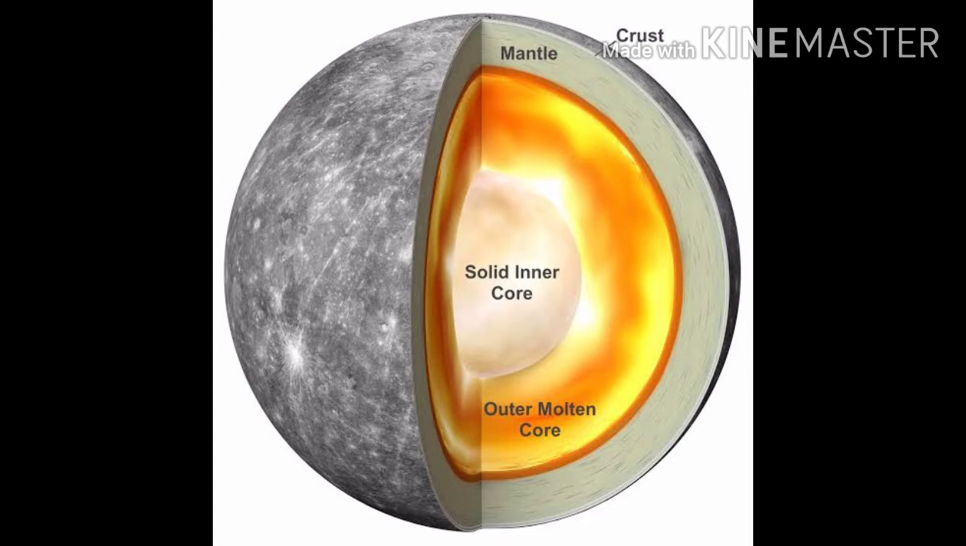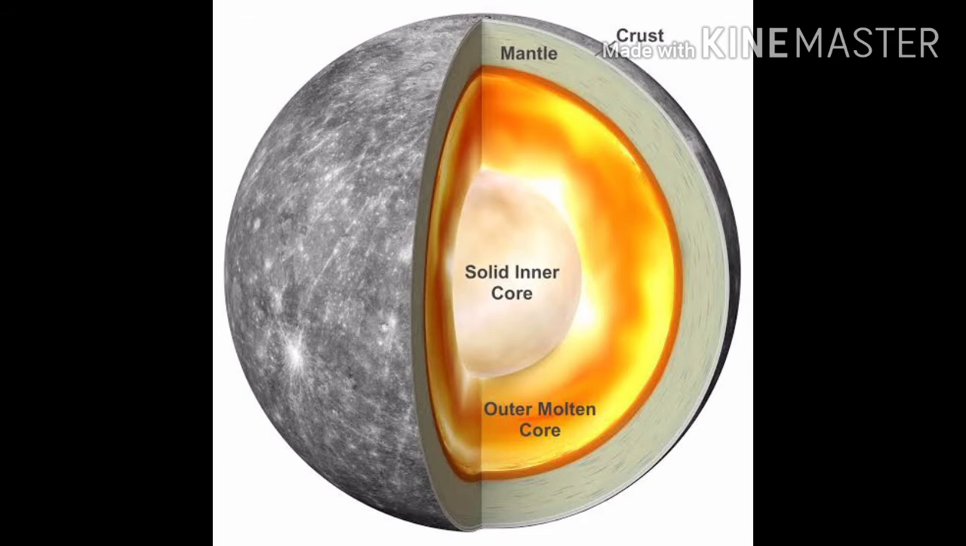So the ingredients or the present minerals are in a molten state, but very high pressure keeps this layer very firm and solid. The density varies from 5 g per cubic centimeter to about 13 g per cubic centimeter.